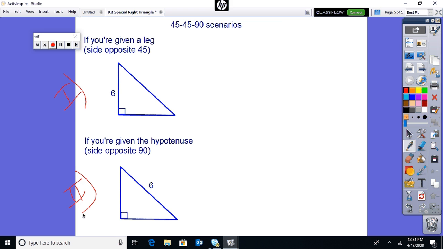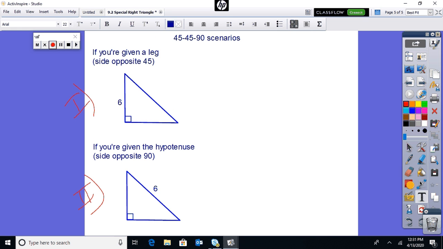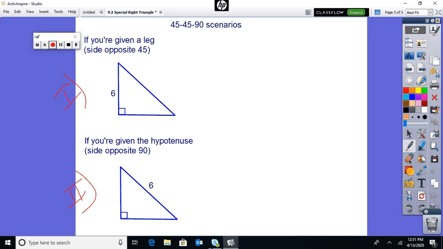You've got a 45, and you don't even need to have the 45 written in. If you have slashes maybe, or maybe they'll give you loopies on the angles, like so. Any of those things are equivalent to them giving you a 45 in one of those spots. You got to know it's an isosceles right triangle to apply these theorems that you're dealing with today. And here we go.